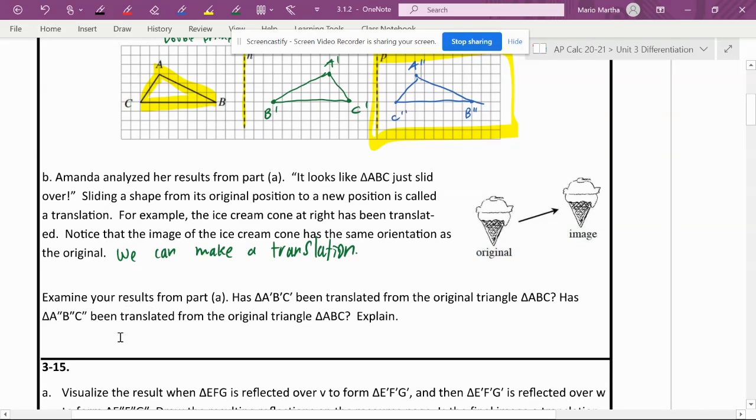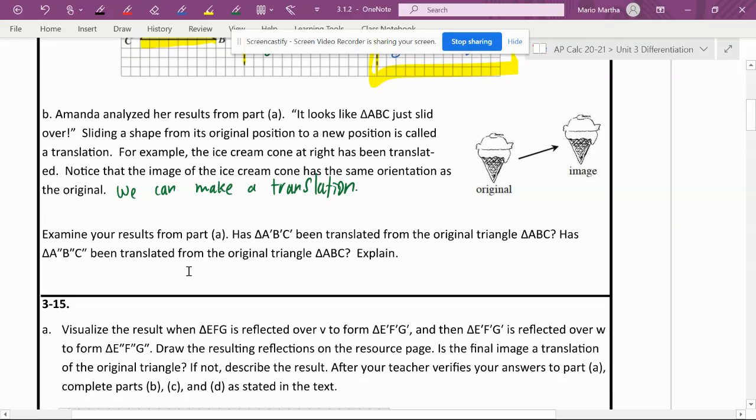And then again, well, that was a question, right? Examine your results from part A. Has triangle A prime, B prime, C prime been translated from the original triangle ABC? And then A double prime, B double prime, C double prime has been translated from the original triangle ABC. So which one of these two was the translation, right? So if you guys notice here, the ice cream cone pretty much just slides over and that becomes our translation.